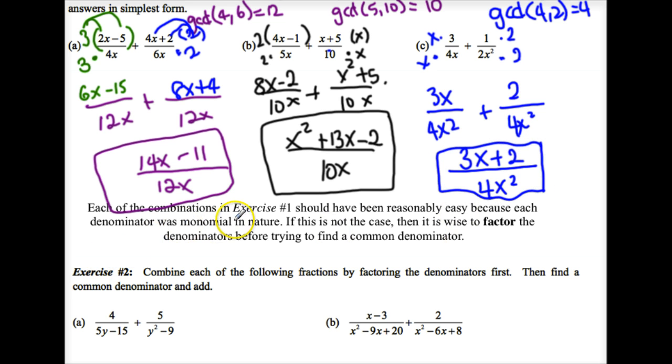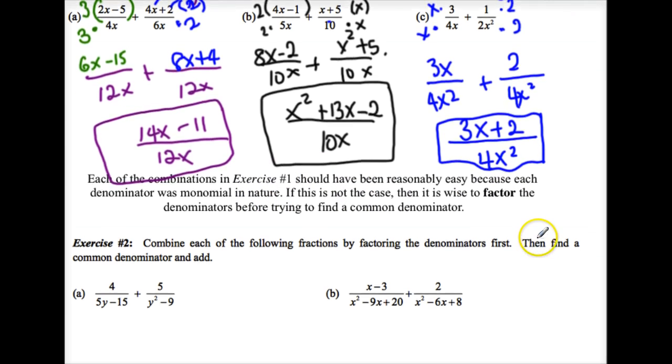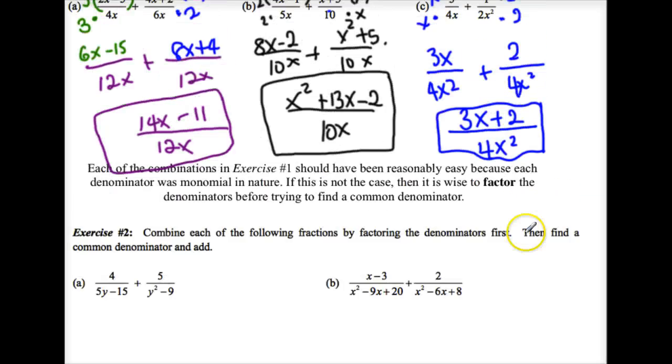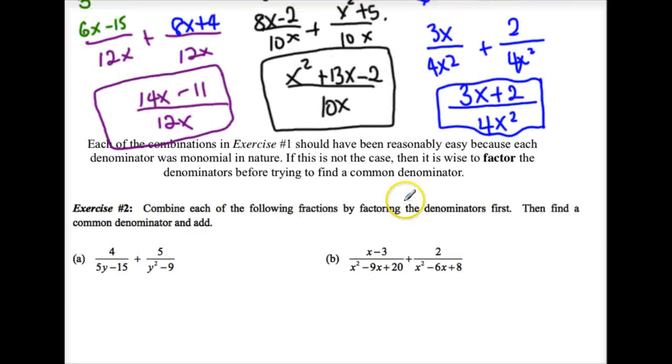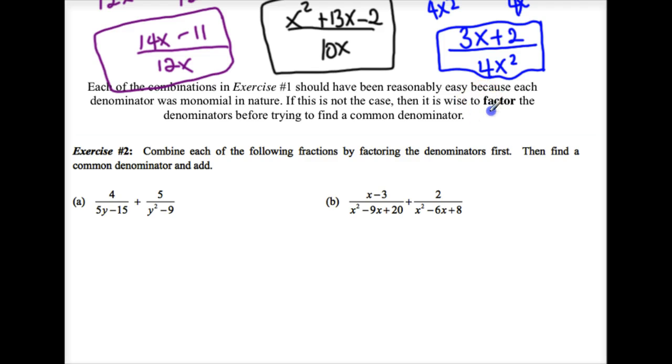Each of the combinations in exercise 1 should have been reasonably easy because each denominator was a monomial, meaning there was one term in each denominator. If it's not that easy, then what we need to do is factor the denominator before trying to find a common denominator. So I need to factor, look for what they have in common, and then try to make it the same. Okay? So let's go ahead and try some more difficult ones here. So I want to factor this out.